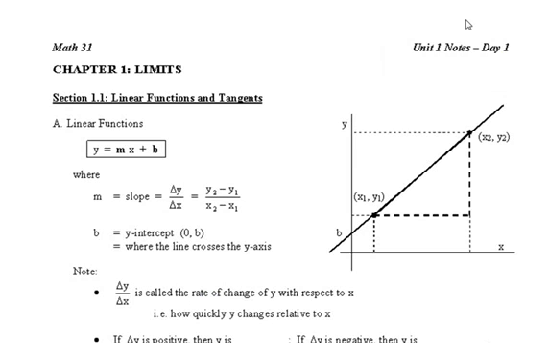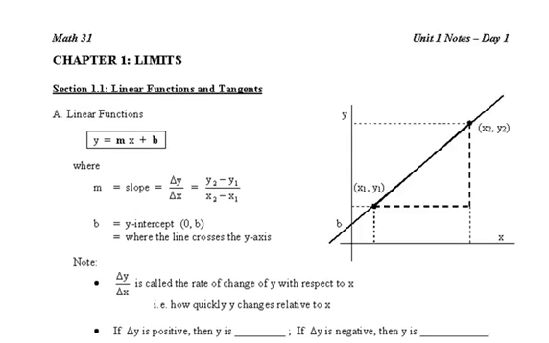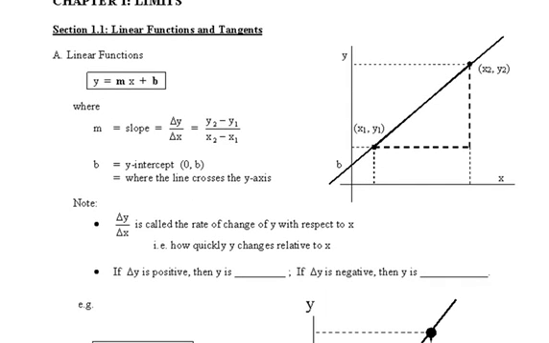Okay, so here we are at limits. And so we're just reviewing a straight line. And remember the equation y equals mx plus b. What does m stand for? Slope. And b stands for y-intercept. Good. And so to find our change of y over change of x, that's going to be used a lot.